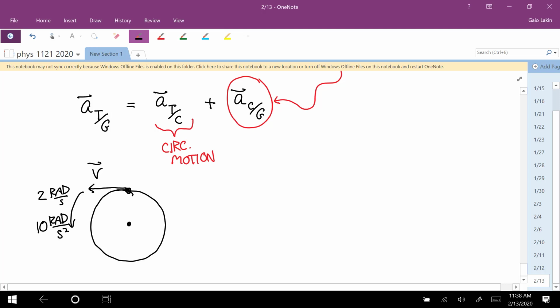What direction is the tangential acceleration? The same as the velocity, because you can think of it as it's speeding up because the two angular quantities are the same direction, or you can just recognize that if the angular acceleration is this way, the tangential acceleration has to be tangent to the circle in that direction. Okay, so this is the tangential acceleration. The centripetal is always toward the center.